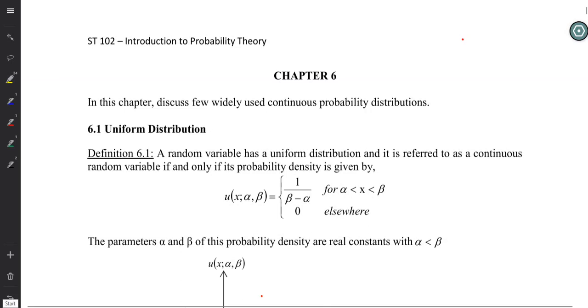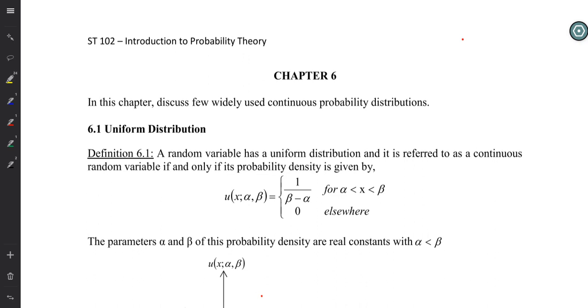Chapter 6. In this chapter, we discuss a few widely used continuous type of probability distributions. In Chapter 5, we learned about different discrete type of probability distributions. Similar to that, when your random variable is continuous, we have well-defined and widely used probability distributions.